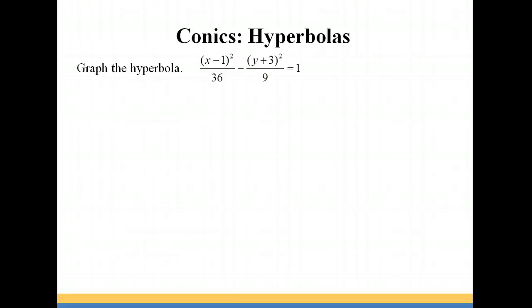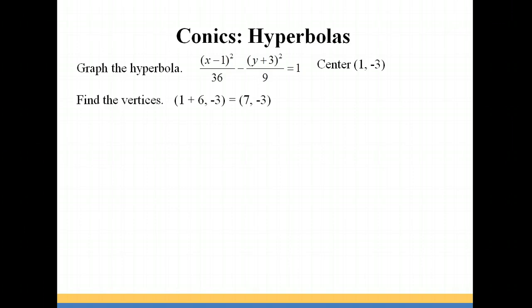Okay, let's now try to graph one. We have x minus 1 squared over 36 minus y plus 3 squared over 9 equals 1. The first thing that you should notice is that your center is at 1, negative 3. And then we want to find our vertices. Now this one is a hyperbola that has a horizontal transverse axis. So the vertices are going to be plus or minus 6 units away from the center.